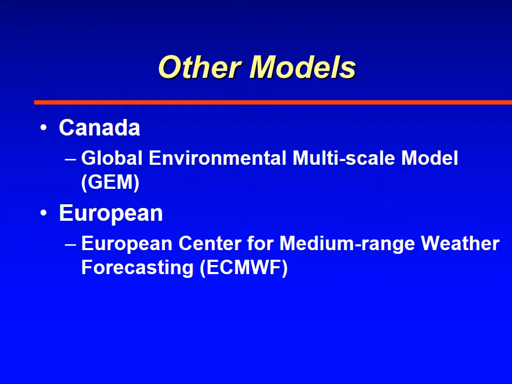There are a lot of other models here in the United States and also elsewhere. Some of the ones that are more popular are the Canadian GEM model and then also the European model. The European model had the distinction of correctly forecasting Hurricane Sandy back in 2005, or was it 2006, whereas the GFS had it going out to sea.